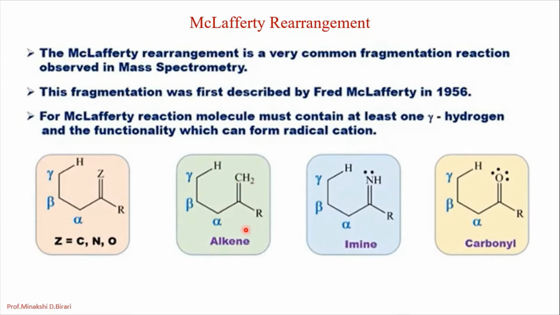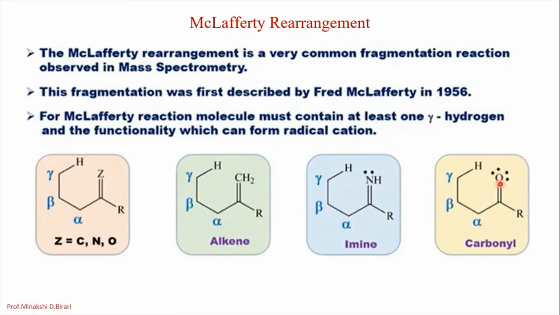So the first example, alkene, can satisfy both conditions, so it can undergo the McLafferty rearrangement. Second example, imine. Also, a lone pair of electrons is present, a double bond, that is pi electrons, are also present, and there is a gamma hydrogen. So imine can also satisfy these conditions to undergo McLafferty rearrangement. Next example, the carbonyl group. There are also pi bonds, pi electrons, and a gamma hydrogen is present.